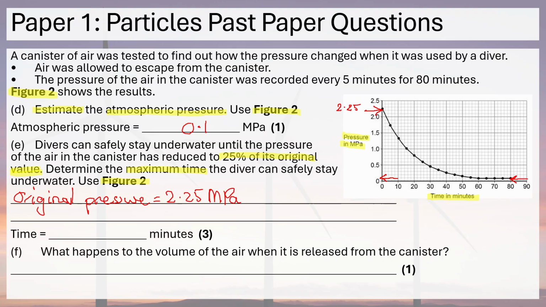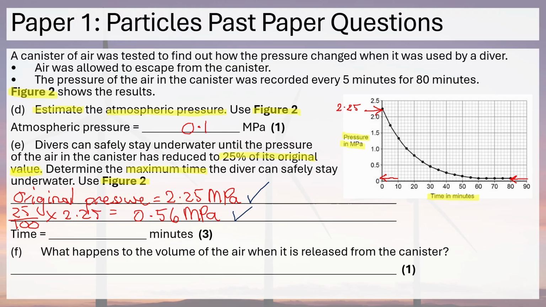We now need to work out 25% of this value. So I'm going to do 25% multiplied by 2.25, and that comes out at 0.56 megapascals. So far I've picked up 2 marks. If for any reason I don't read the first number correctly, but I correctly work out 25% of that, I still get that second mark. And if I get the original pressure correct, but muck up my 25% calculation, I still get the first mark, which is why it's worth trying every part of the question, because you'll pick up marks for everything that's right.